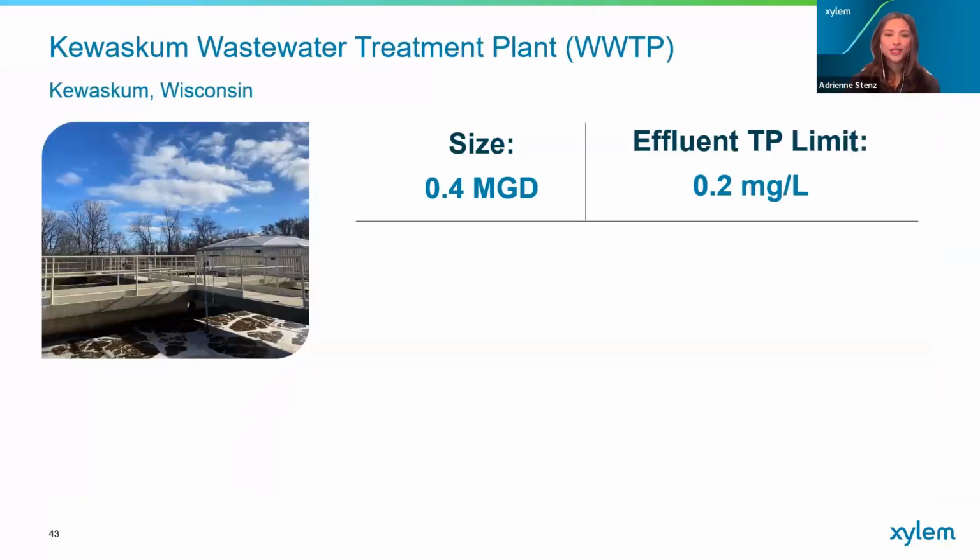All right, now let's move on to the final utility, Kewaskum Wastewater Treatment Plant. Kewaskum is a small utility treating just 0.4 mgd, but they discharge into a really impaired segment of the Milwaukee River, which is listed as impaired due to elevated TSS and phosphorus levels. They have a total phosphorus effluent limit of around 0.2 milligrams per liter. So despite being such a small utility, this plant manages limits that utilities 10 times its size do.